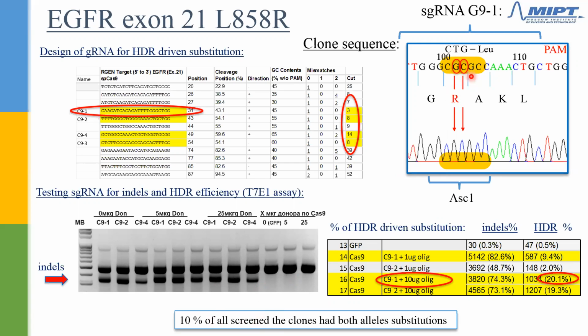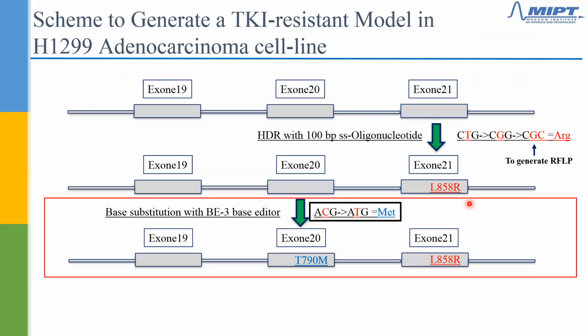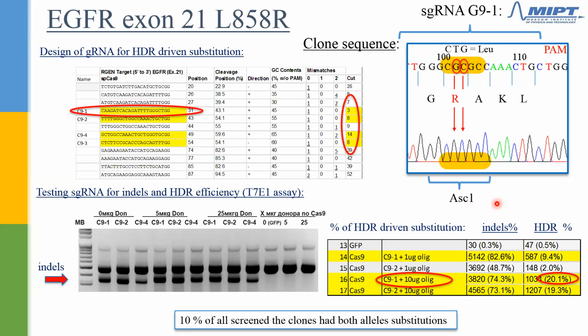You could make CGC here because it's silent, and then you will create an AscI site here, which could be useful if you are not able to use NGS. You could screen your colonies using the restriction enzyme, something to have in mind. So basically, that's it. We've been able to generate a few clones here. At least 10 different clones have been generated, and we used a couple of those to proceed further.